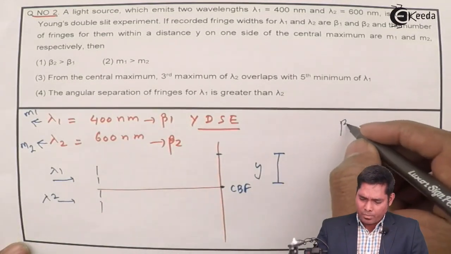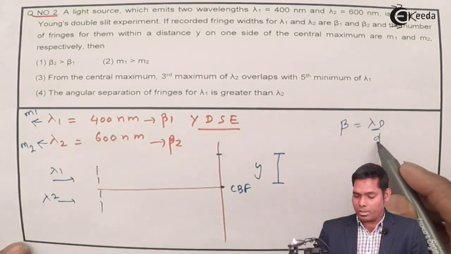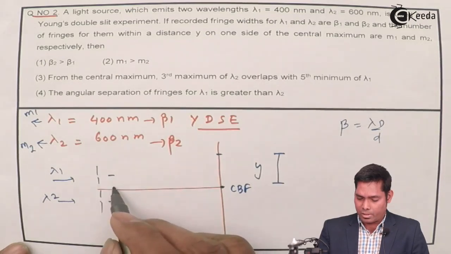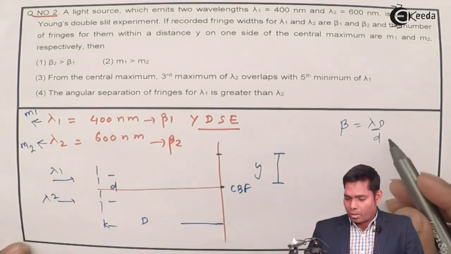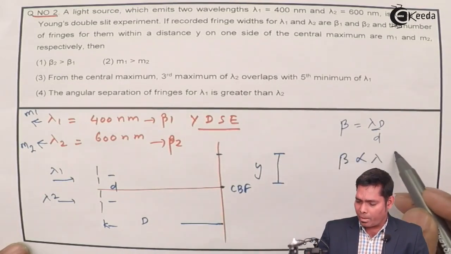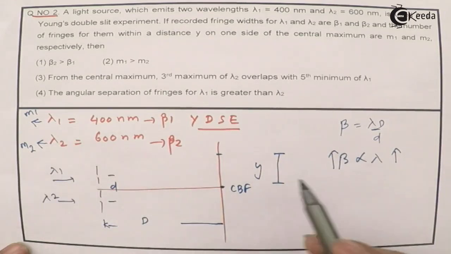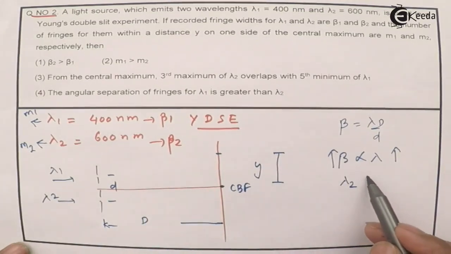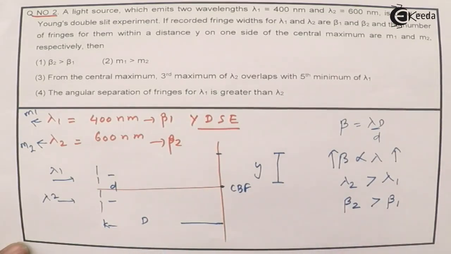And what is the beta formula? Beta is lambda D over d. Fringe width is lambda D over d, where d is the distance of separation between the slits, and capital D is the distance between the screen and the two slits, and lambda is the wavelength of light used. Because D and d are the same, beta is proportional to lambda. Higher the lambda, higher the beta, and lambda 2 is greater than lambda 1. That means beta 2 is also greater than beta 1. So therefore this option is correct.